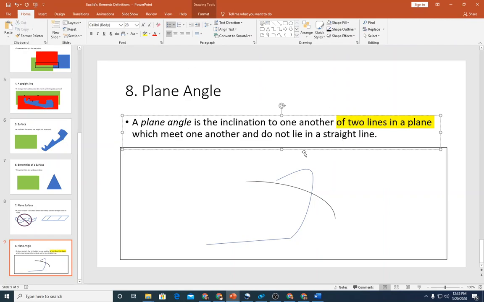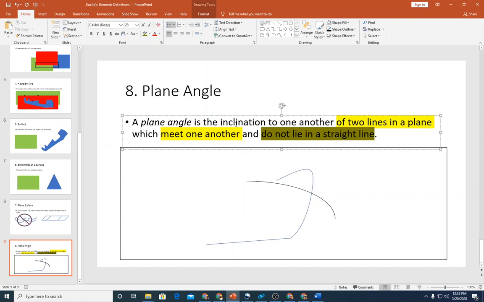Two lines in a plane so far, which meet one another. Hey, look, Humphrey and Gus do meet one another. All right, so Humphrey and Gus meet one another and do not lie in a straight line. I'm going to come back to that in a second. So we're going to put this on pause for just a second. Let me highlight that a different color, so we can put that on pause. We're not there yet.